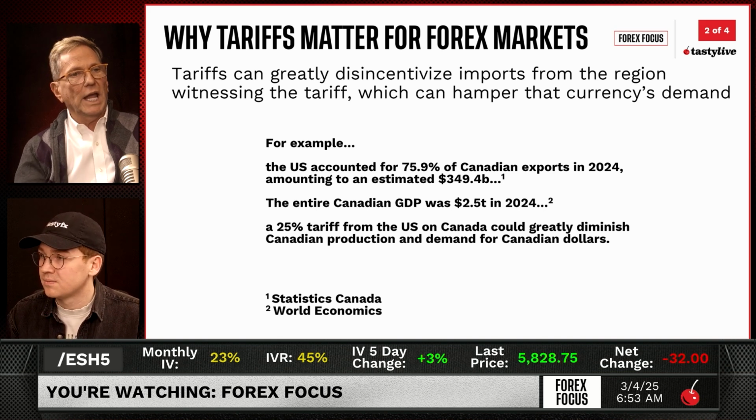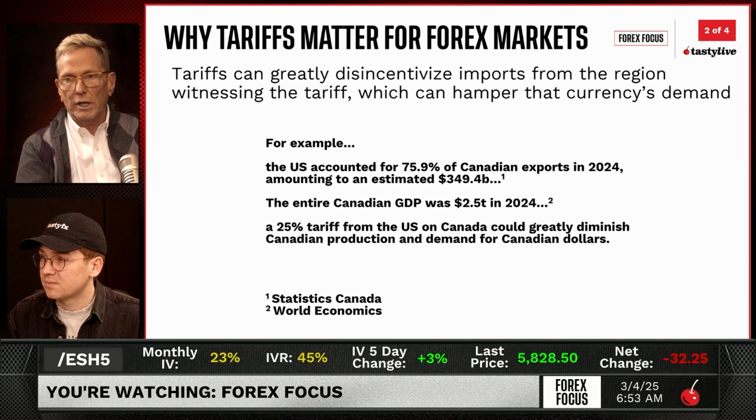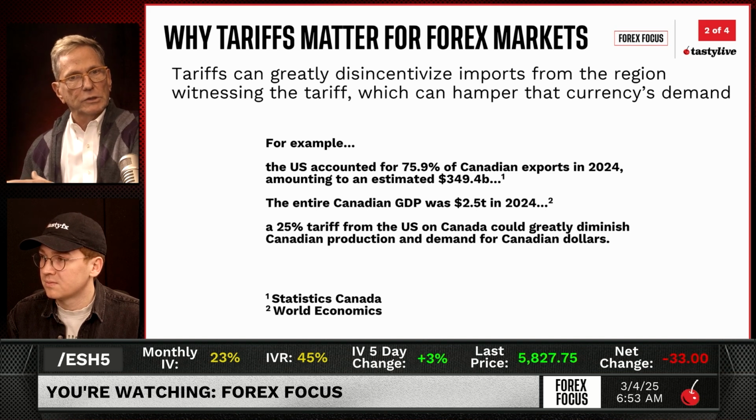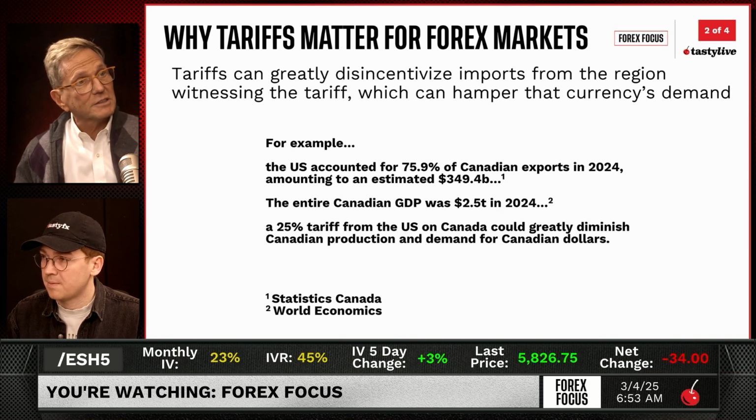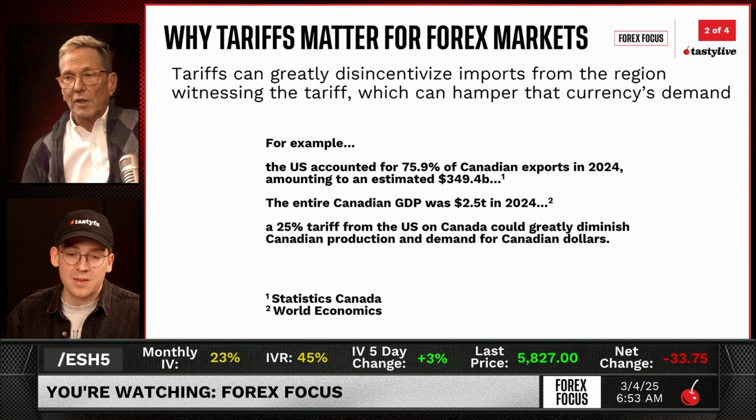Yeah, absolutely. And on the other side of that coin, if the Canadians put tariffs on U.S. goods, the demand for those U.S. dollars in Canada shrinks commensurately. Yeah. So there's your example.